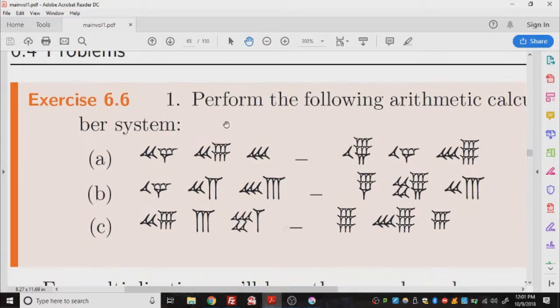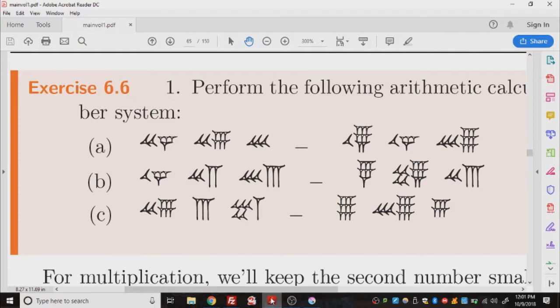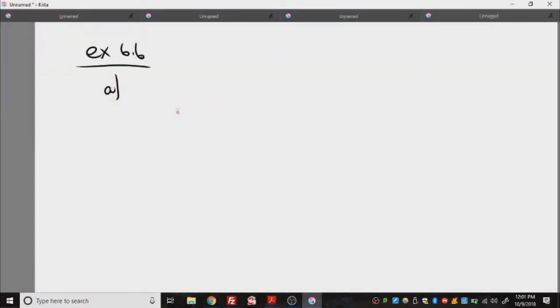So 6.6. Subtraction. And again, method's the same. But I'm going to have to copy this down carefully. So 3 places everywhere. So for the first one, that is our question. You can read off the first one.